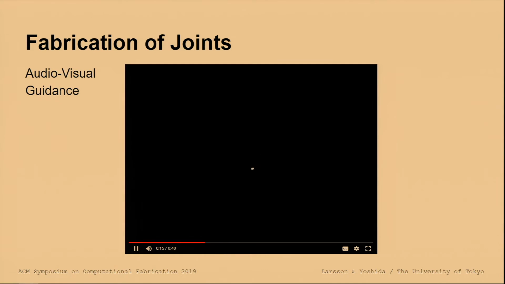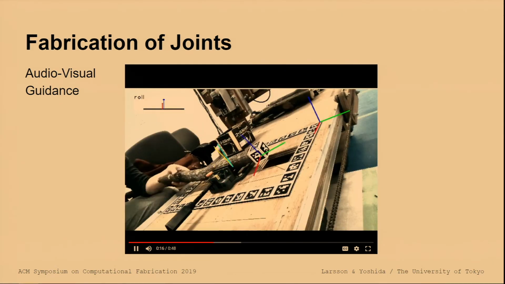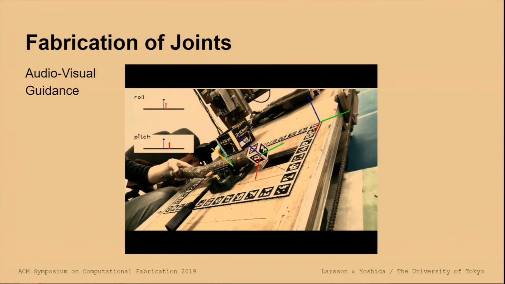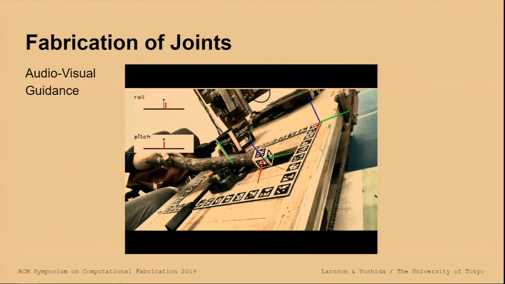Let's see if the sound works. The roll angle is set. The pitch angle is set. Fine-tuning the angle. Twist right. Twist left. First the roll and twist angles are set separately. Twist left. Move down. Move down. Twist left. And then the target angle is reached.